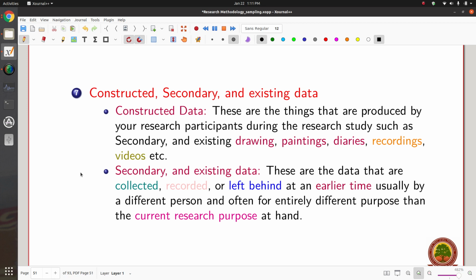For the rest, I will suggest you go through the document, the Chapter 8 that I have shared with you.